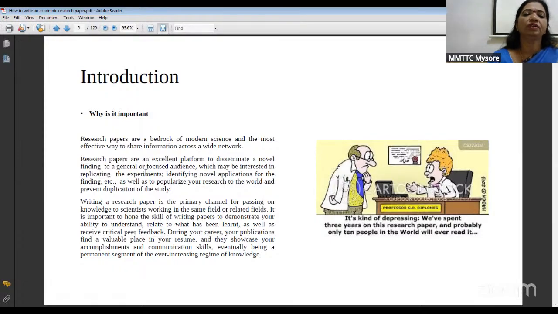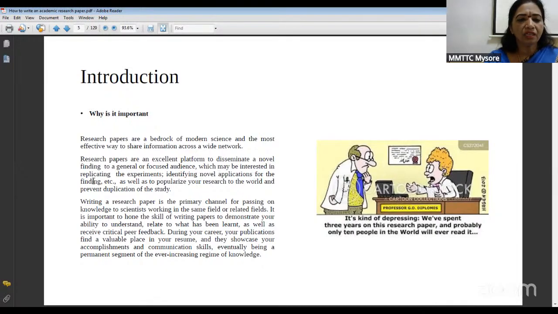So you are going to give ideas to the audience, and based on your ideas, people are going to do something else. If you don't publish, some people may be doing the same thing. That is why research papers are an excellent platform to disseminate a novel finding to a general or focused audience. The audience will differ. If it's a science paper, a scientific audience will be there. If it is an arts paper, literature people will be there. Or if it's a commerce paper, a related audience will be there. Depending upon the particular field and audience, you can write the academic paper.